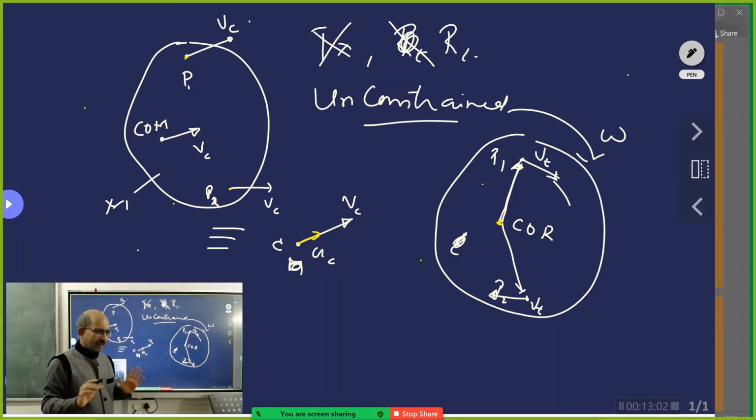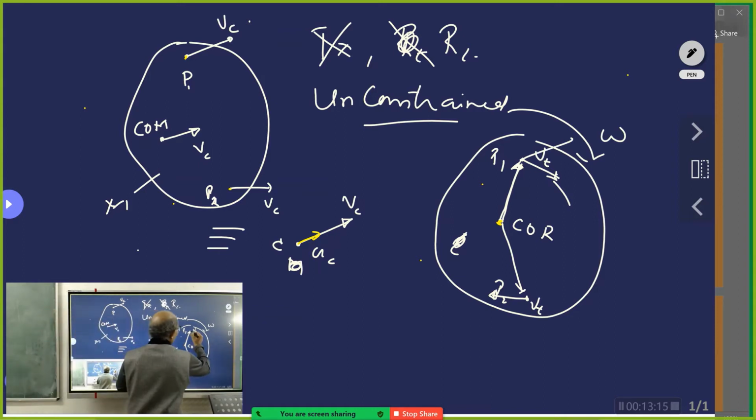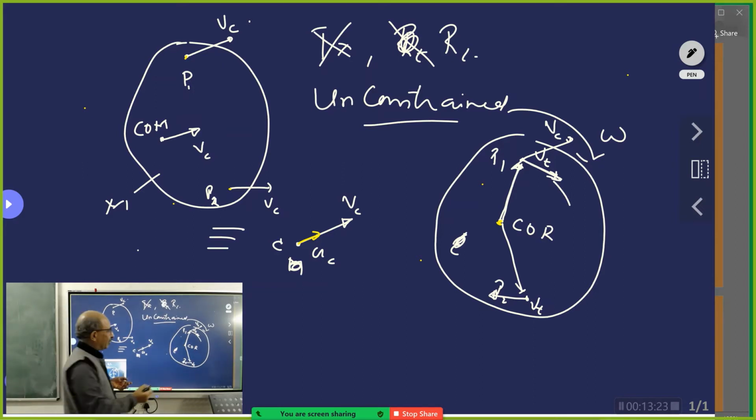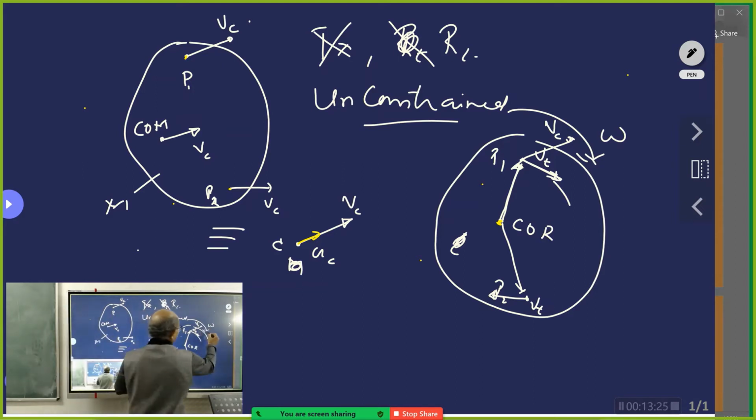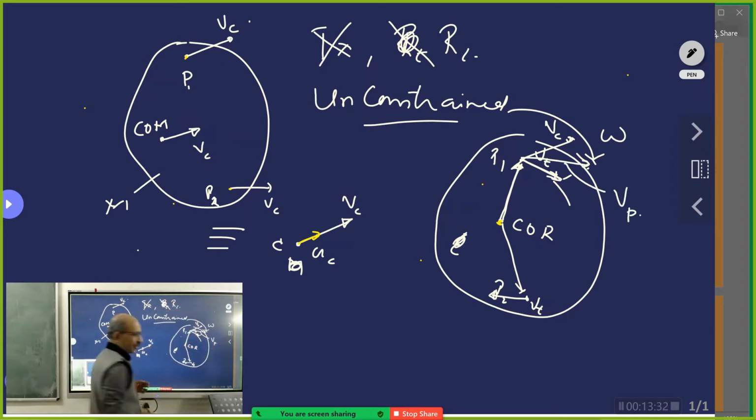Now supposing this body is rotating as well as translating. It is very simple. If you say it is translating, then it will have this velocity, and if you say it is rotating, it will have this. If you say it is doing both, then you will have the resultant. So this becomes the velocity of the particle.